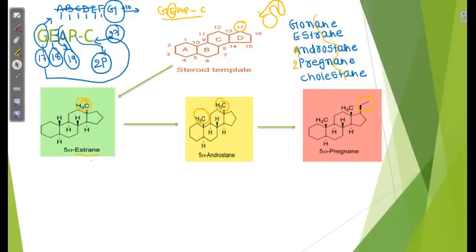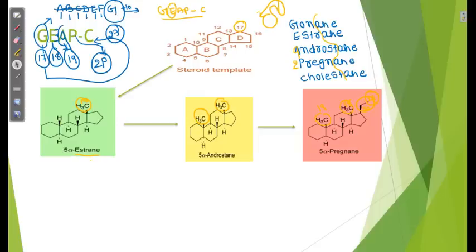This is what? We have an ethyl group, so this is extra. This is already occupied. This is already occupied. This is in the 18th position. This is the 19th position, this is the 20th position, and this is the 21st position.